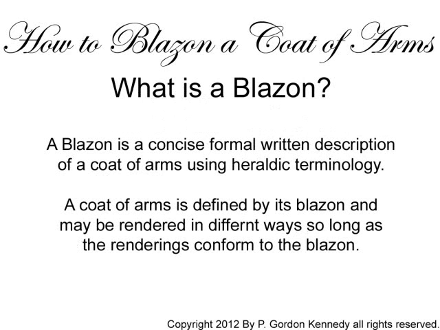What is a blazon? A blazon is a concise, formal written description of a coat of arms using heraldic terminology. A coat of arms is defined by its blazon and may be rendered in different ways so long as the renderings conform to the blazon.